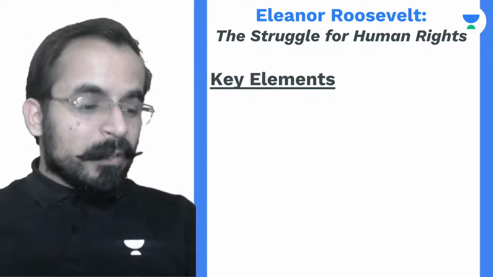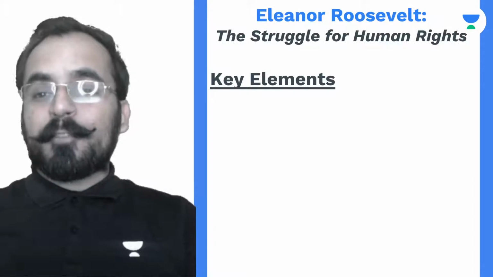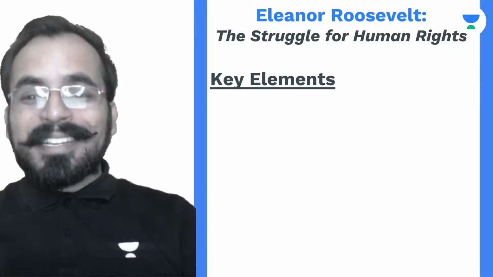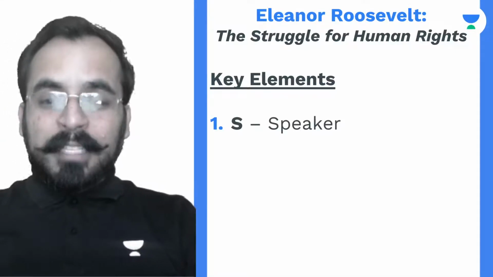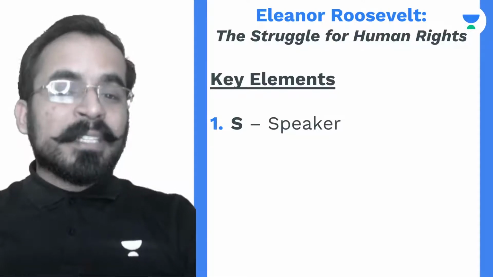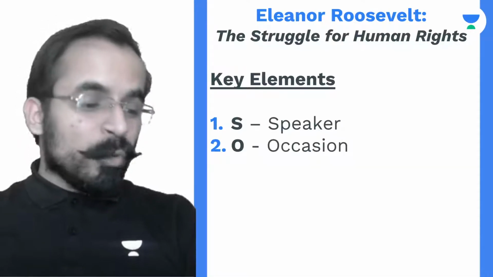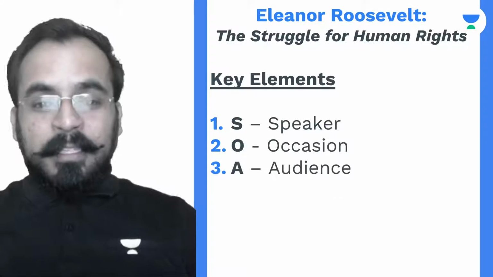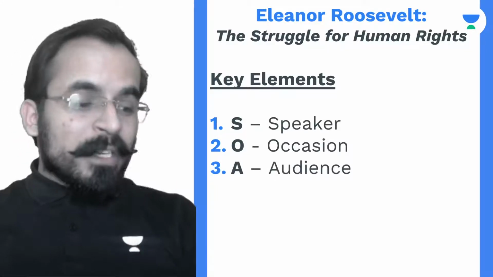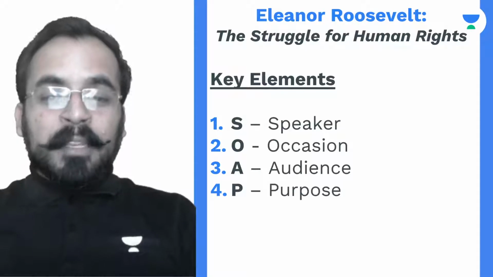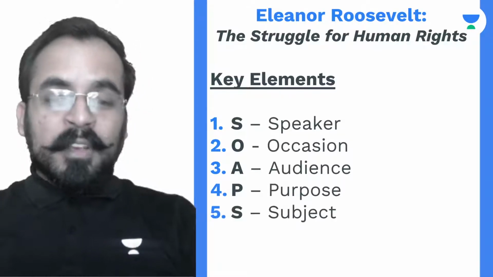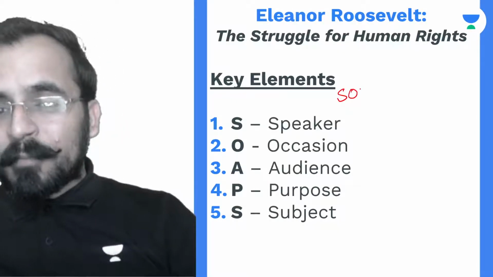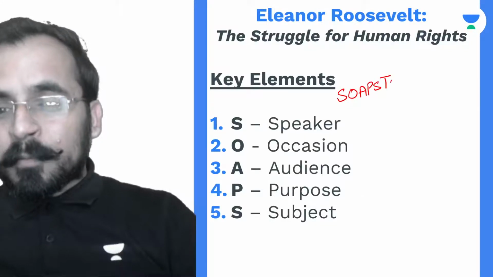Now, whenever we are going to do any speeches from history, we are going to look at certain key elements which would be beneficial for your SAT reading as well. First of all, you have to know about the speaker. Who is he? Who is she? You have to know what is the occasion on which the speaker is delivering the speech. And then, which audience is he addressing the speech to? What is the purpose of the speech? And what is the subject of the speech? Now, you have to remember this acronym. Actually, this is a short form. SOAPS tone.